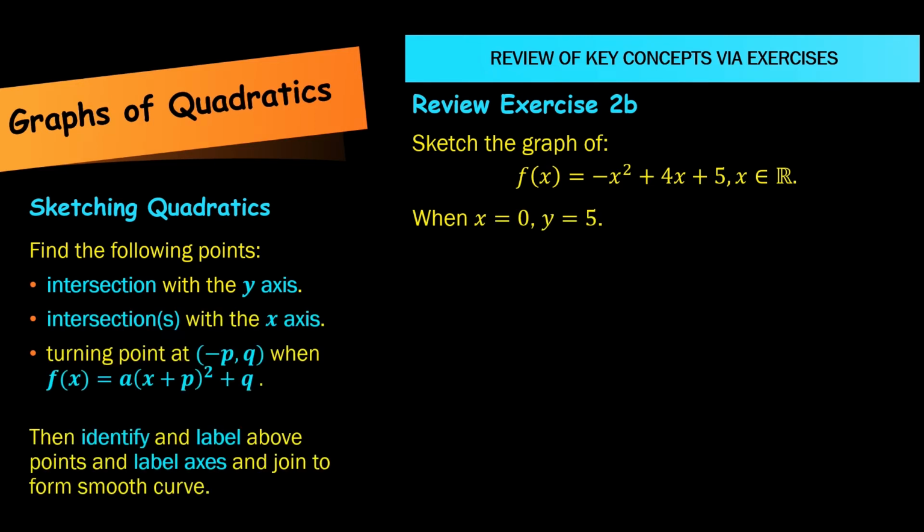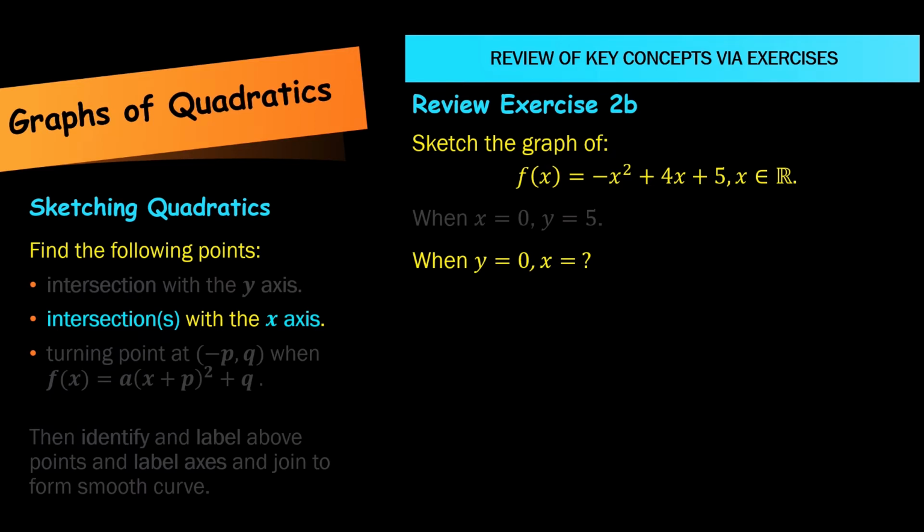Next, we ask the question, when y is 0, what is x? So substituting gives us minus x squared plus 4x plus 5 equals 0. Then, using the method of completing the square, as in exercise 2a, we obtain that minus x squared plus 4x plus 5 equals 0 is equivalent to minus x minus 2 all squared plus 4 plus 5 equals 0.